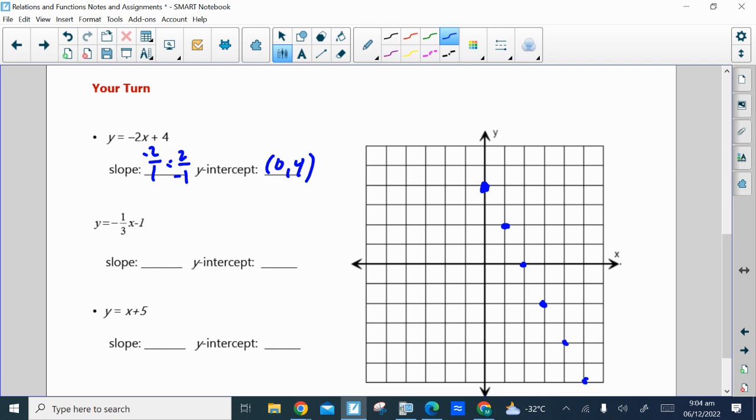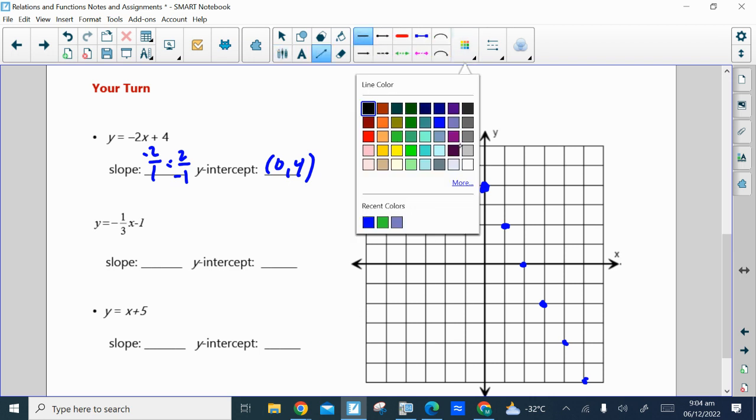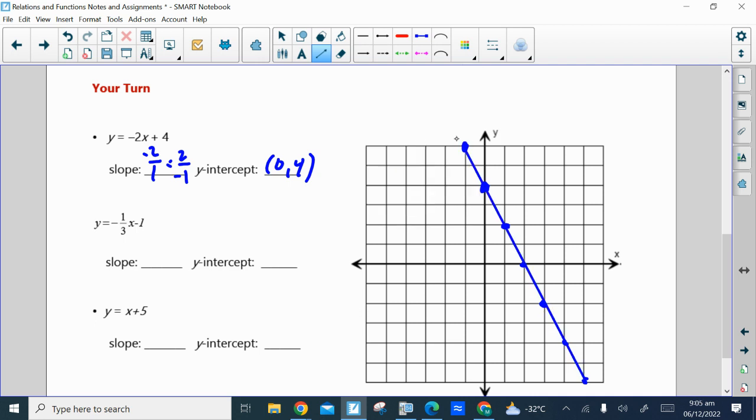Or we could rise +2 and run -1. We have room to do that on there. Rise +2, which means go up 2, run -1, which goes 1 to the left. All those points line up, so we can draw a line going through them. And there it is. This line has a negative slope, -2, which is why, as you go left to right, the line is falling. Okay, try that next one on your own.